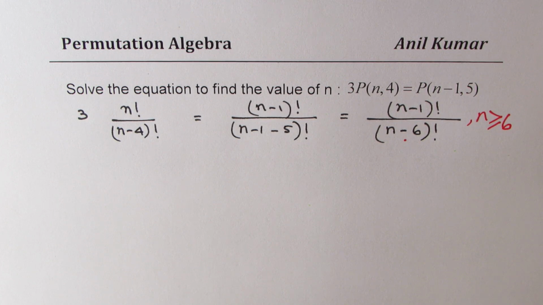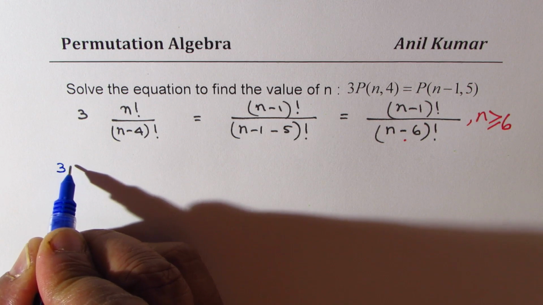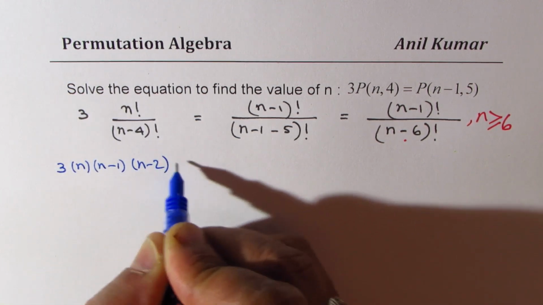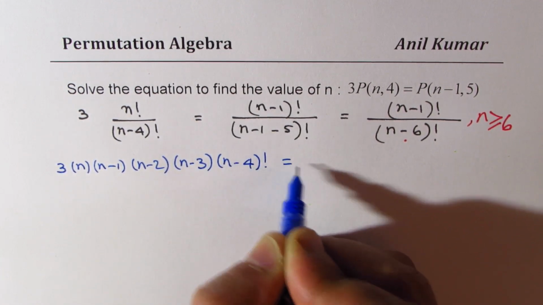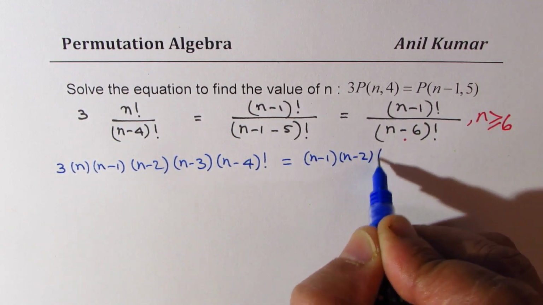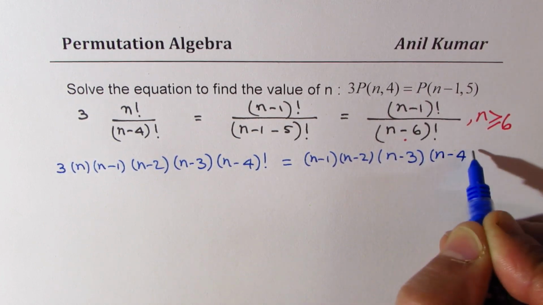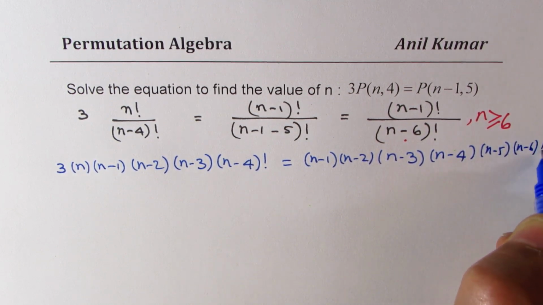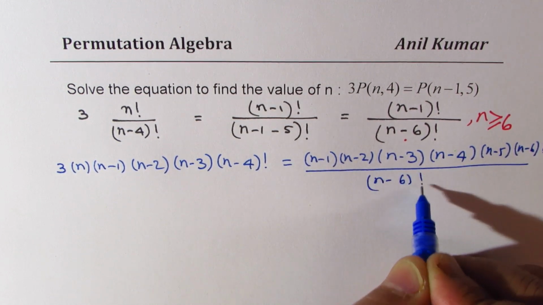Now, let's solve it. So the left side could be written as 3 times n times n minus 1 times n minus 2 times n minus 3 times n minus 4 factorial. The right side is n minus 1 times n minus 2, and we'll go up to n minus 6. Does it make sense? So that is the basic strategy. I hope you get it, right? So if you adopt this method, you can solve any question of this form.